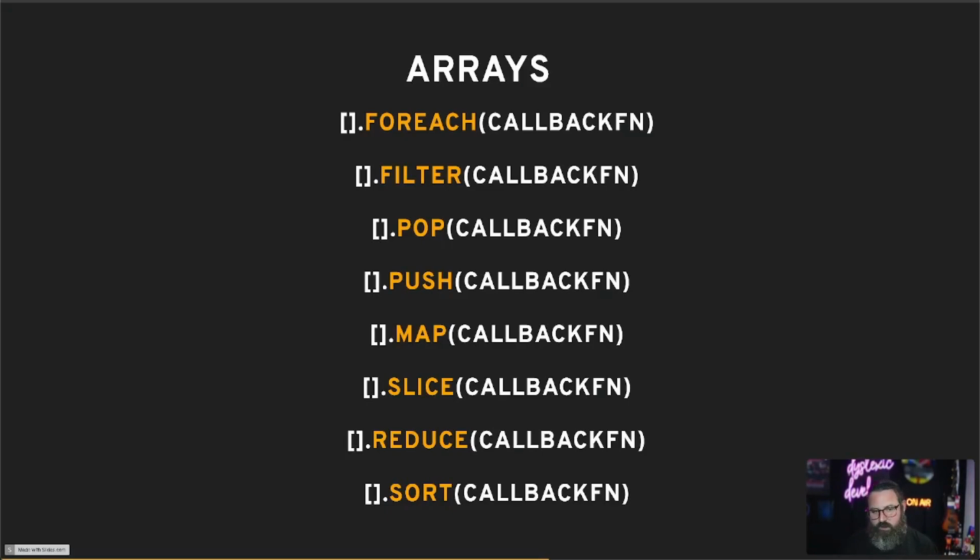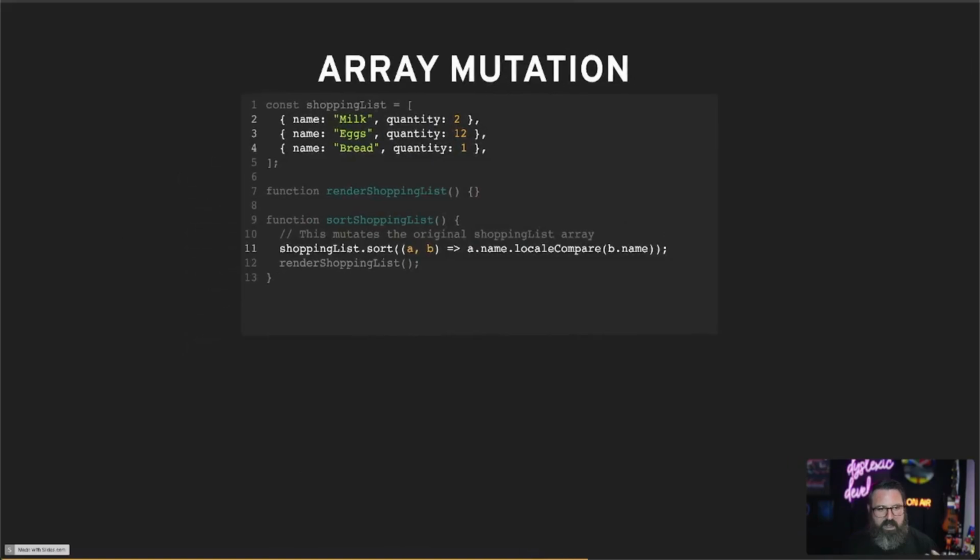So we have forEach, which we've already seen used. There's the filter, there's the pop, push, map, slice, reduce, sort, and so on. There's many more. Some of these are mutating methods. Some of these are immutable. So let's take a look at a very basic example, working with arrays and how immutability can catch us out. In this case, we have a shopping list.